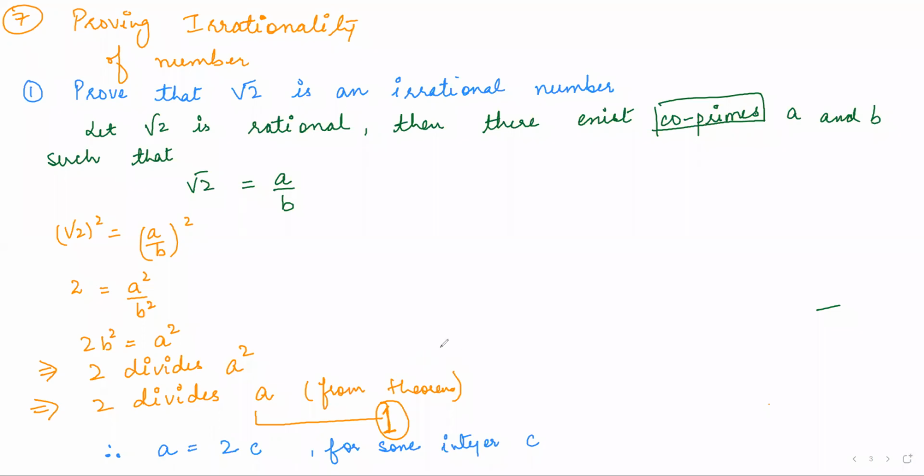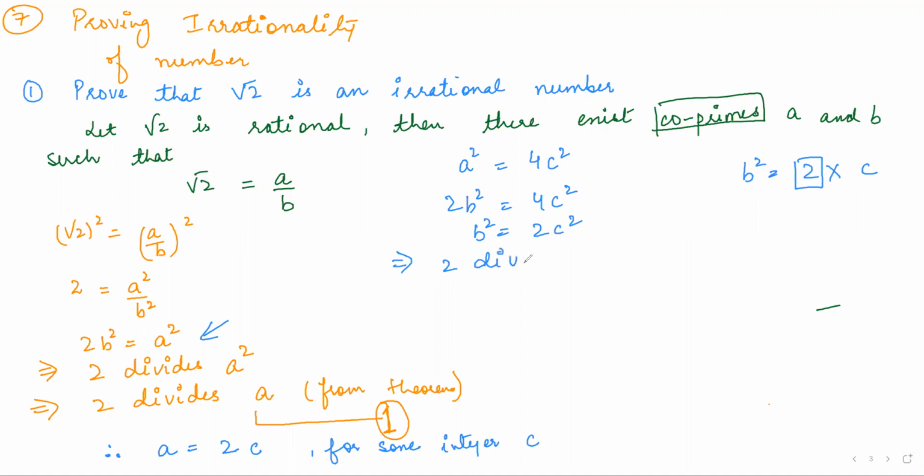Now again you do squaring. So I get A square is equal to 4C square. Clear? Now in place of this A square, again you use this result. So in place of A square, you can write 2B square is equal to 4C square. Okay, so just divide by 2. So B square is equal to 2C square, right? Again, what does it imply? B square is basically 2 into something here. That means 2 is one of the factors, so 2 will divide B square. So we can write that 2 divides B square, right?